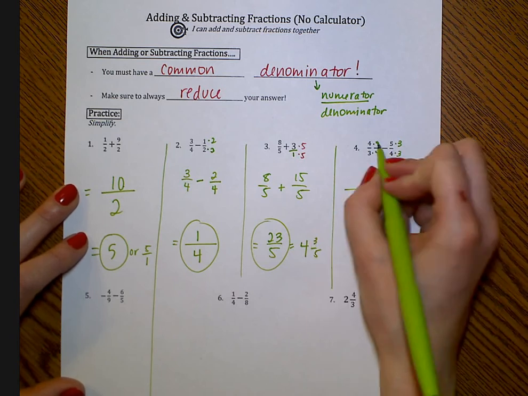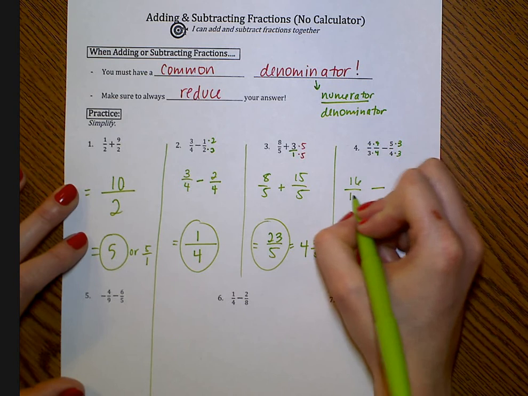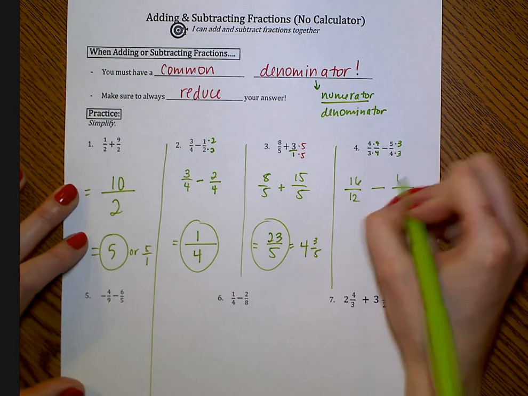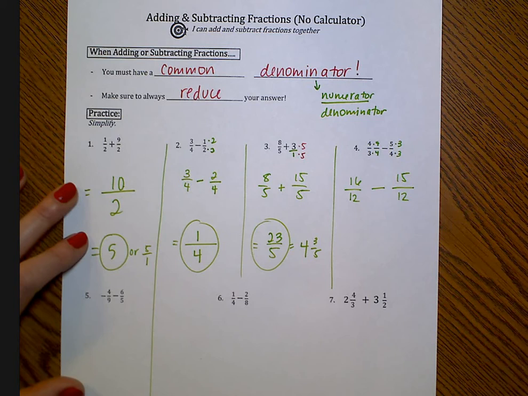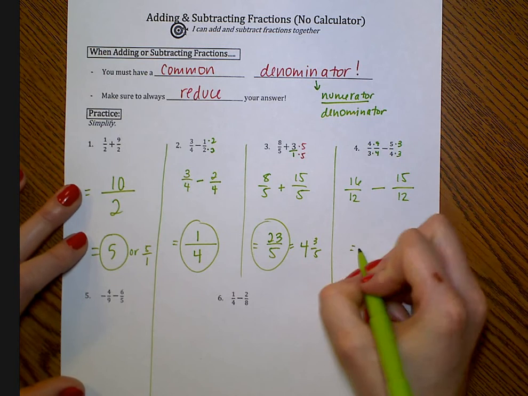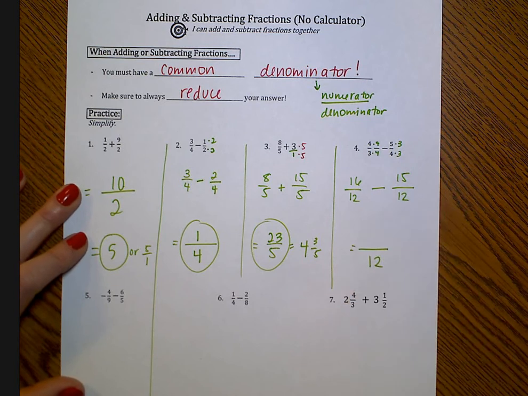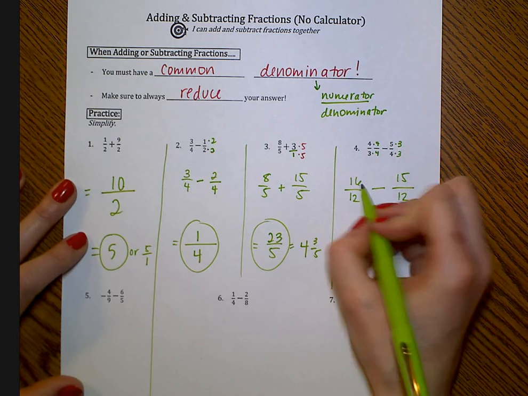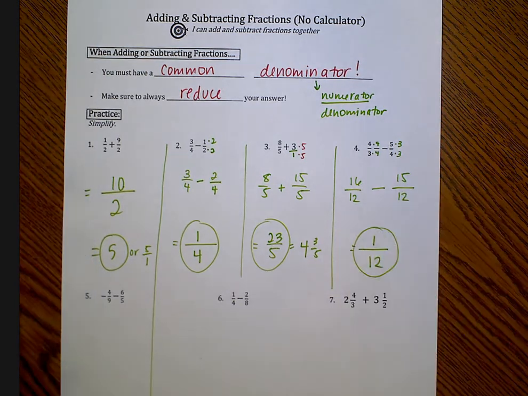The first fraction will be 16 over 12, and the second one will be 15 over 12. There's a common denominator, so I can keep that the same on the bottom and just subtract the numerators, which will just give me 1 over 12.